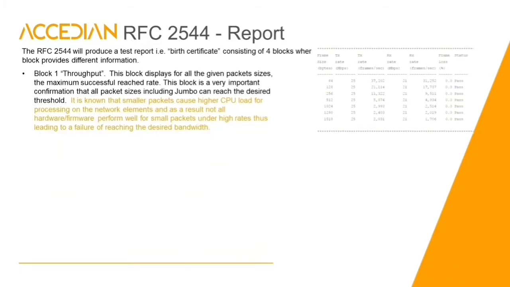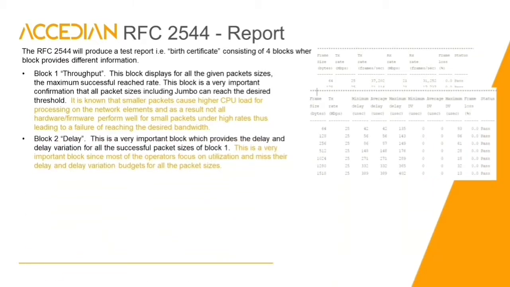For example, block 1. This block displays for all the given packet sizes the maximum successful reach rate. This block is a very important confirmation that all packet sizes, including the jumbo, can reach the desired threshold. It is known that smaller packets cause higher CPU load for processing on the network elements, and as a result, not all hardware or firmware perform well for small packets under high rates, thus leading to a failure of reaching the desired bandwidth. So this is a hidden flaw. Sometimes you can't tell whether the bandwidth is being reached or not. This block of the test will uncover this flaw.